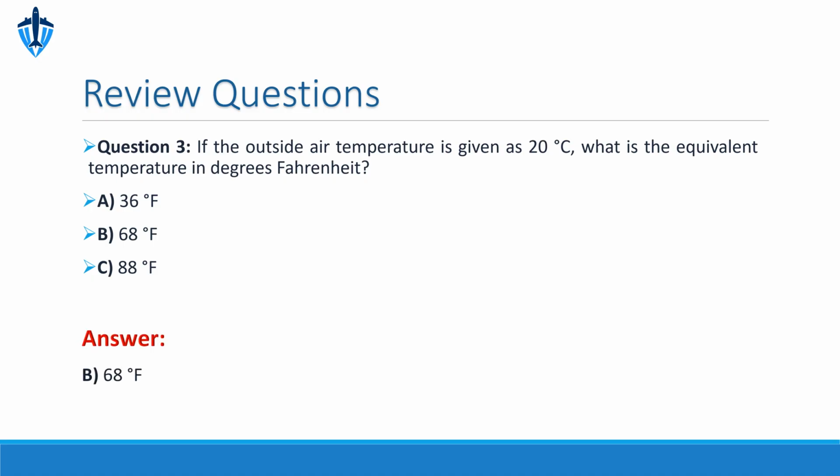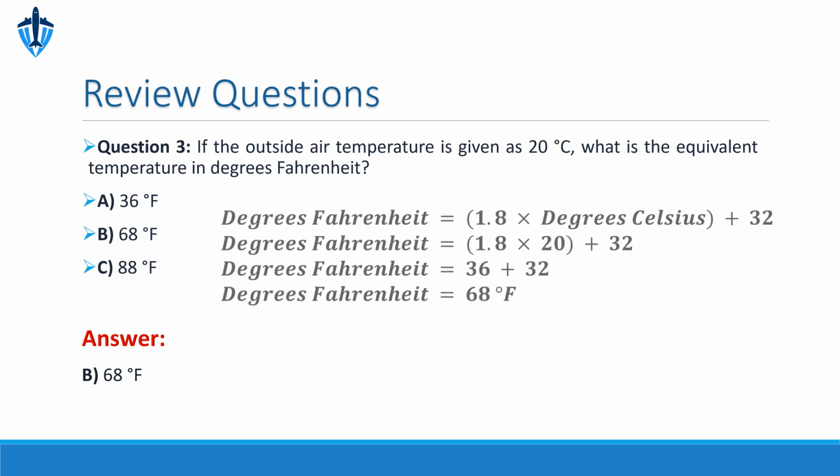68 degrees Fahrenheit. This is calculated using the standard conversion formula. Degrees Fahrenheit equals 1.8 times degrees Celsius plus 32. Plugging in our value, 1.8 multiplied by 20 gives us 36. Then, 36 plus 32 equals 68 degrees Fahrenheit. This conversion is crucial in aviation, as meteorological data and technical manuals may use different temperature scales, and accurate conversions are necessary for safe operations.